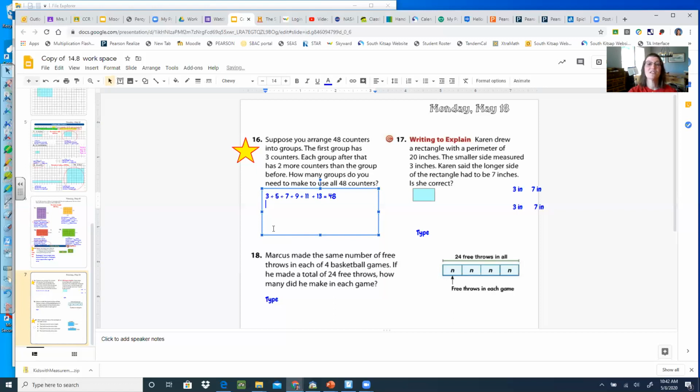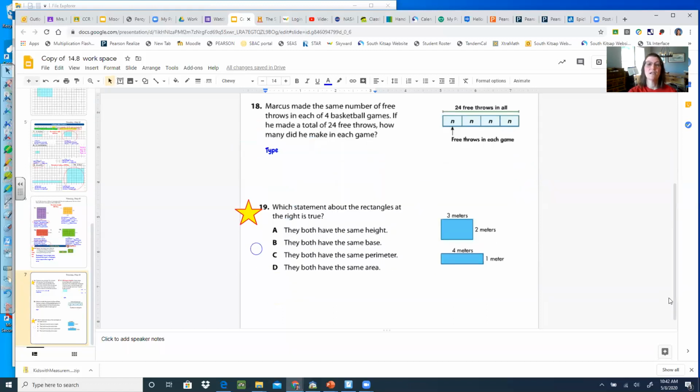Now we have to look and see how many groups was that? 1, 2, 3, 4, 5, 6. That was 6 groups. Oopsie, if I can type correctly. There we go, 6 groups. So that one, once you work it through, it's not as ugly or as confusing as it seemed like from the get-go.